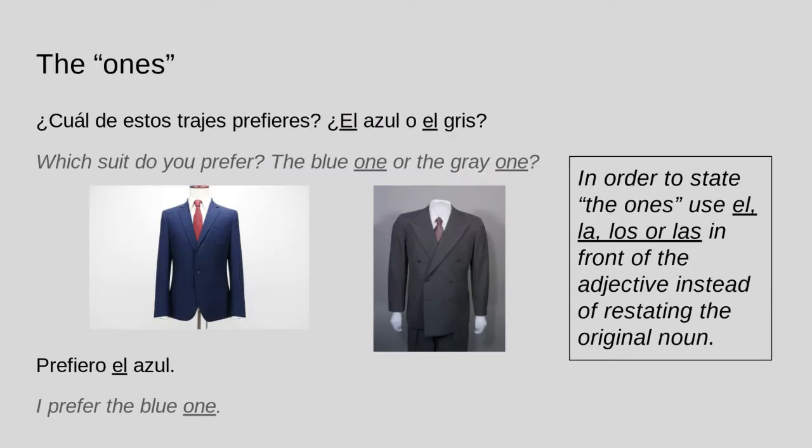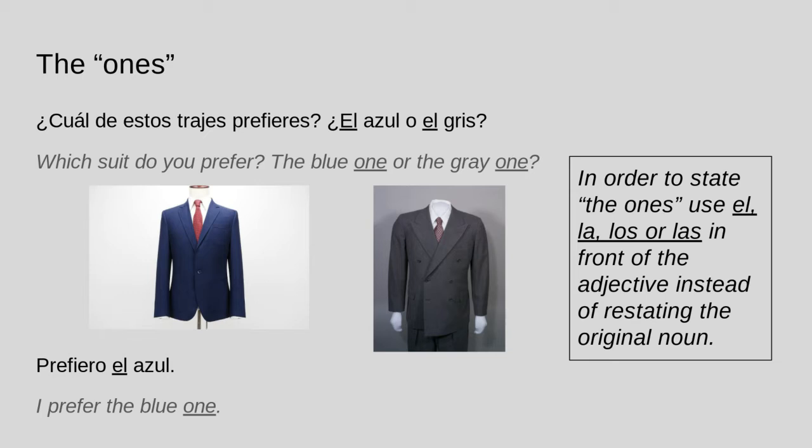The second part of our vocabulary list talks about using an expression that we call the ones. So instead of repeating the word, you're going to replace it. So for example, in the question you have written on your vocab list, ¿Cuál de estos trajes prefieres? ¿El azul o el gris? I added in the part that's el azul or el gris. The question is meaning, which suit do you prefer? The blue one or the gray one?